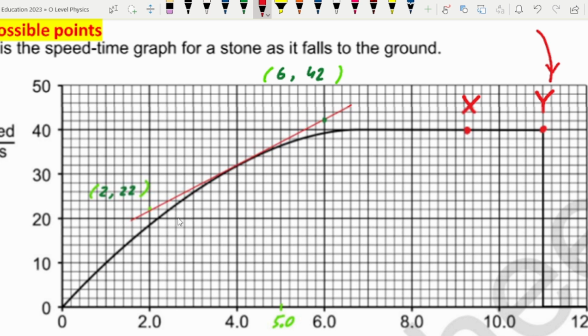What do you do afterwards? You choose any 2 points. I have chosen this one from the line, and the other one that I have chosen is this one. And then I can just write down the coordinates of those points because I'll be using them to find the gradient. So the 2 points that I have chosen are (2, 2) and (6, 42).